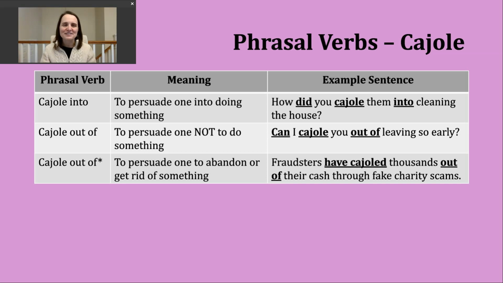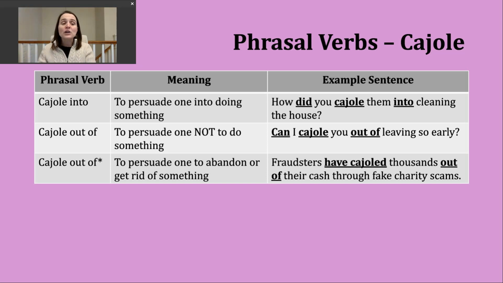to clean the house? The next phrasal verb we're going to look at is to cajole out of. This can have a couple different meanings. The first is going to be the opposite of cajole into. So if I can cajole someone out of something, I'm persuading them not to do a particular action. An example of this: can I cajole you out of leaving so early? So here I'm sort of asking, can I persuade? Could I convince? Could I flatter you so that you don't leave this particular event early?